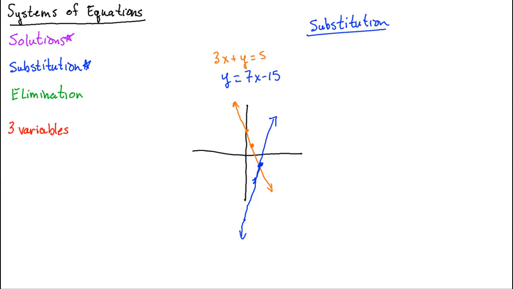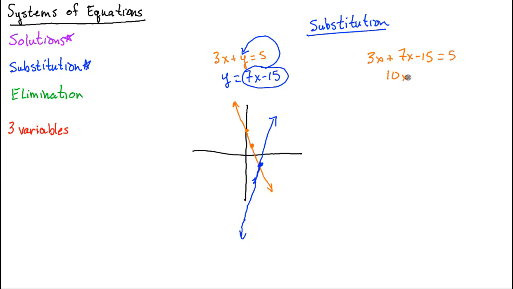That graph is nice, helps us to understand what's going on. Let's see how it would work with substitution. Y equals 7x minus 15. We can take this and stick it right in there and create the equation 3x plus y, which is 7x minus 15, equals 5. We now have a one variable equation. We're back in chapter 2. We know how to do this.